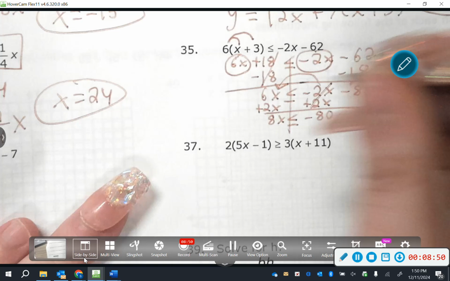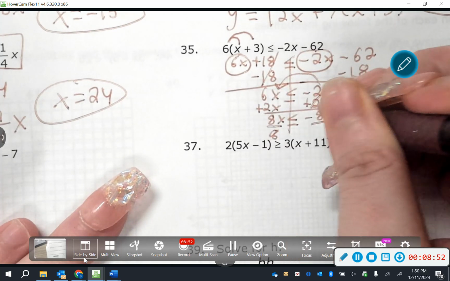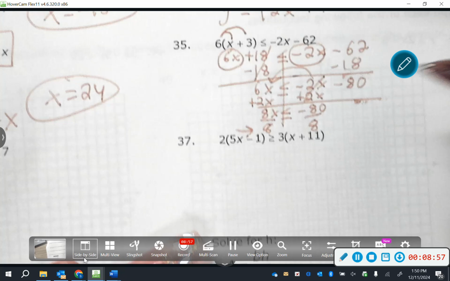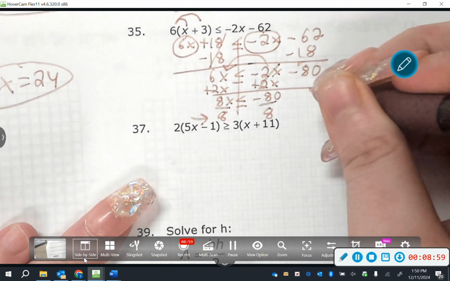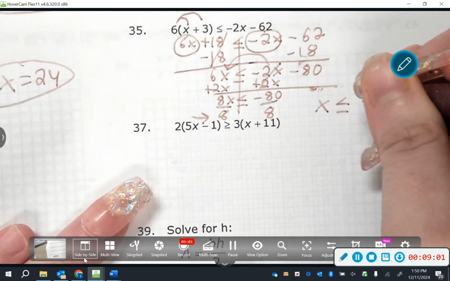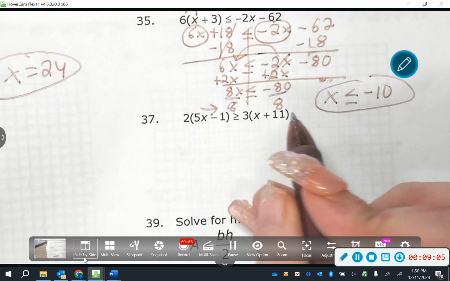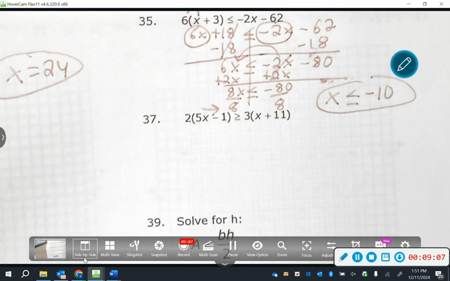Last step, we need to divide both sides by 8. If you divide by a positive number, your inequality sign does not flip. So we're going to have x is less than or equal to negative 10. If you divide by a negative number, then it would flip.